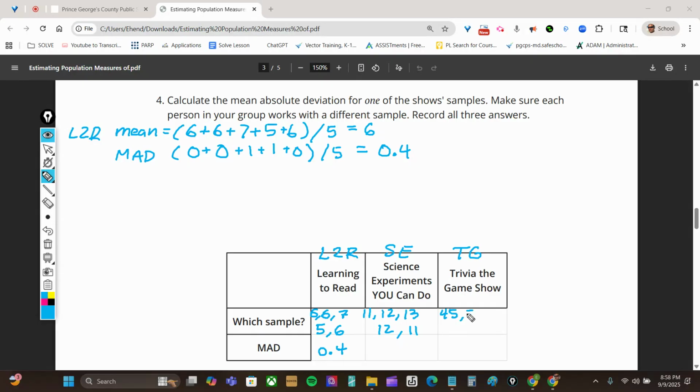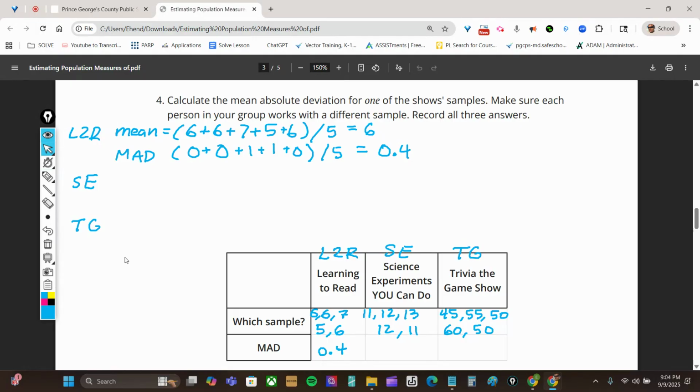45, 55, 50, 60, and 50. Okay, so just like I did here, they're going to do science experiments, the mean and the MAD over there, and then you'll do trivia game show, the mean and the MAD over there. Tabulate your data in groups and then present it to the class, and then we will take it from there. All right, so go ahead and work on that now.